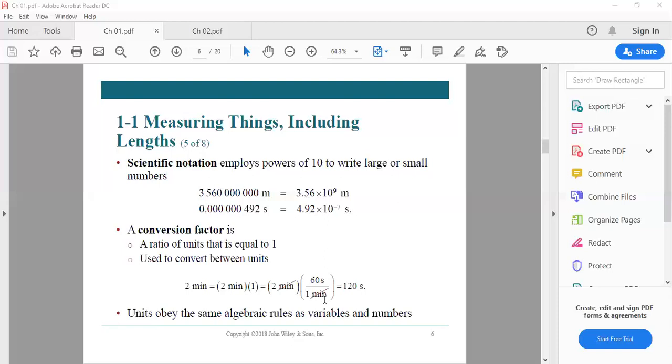The advantage is that if we write it as 60 seconds divided by 1 minute and multiply that by 2 minutes, the minutes cancel, and that leaves us with seconds. If we take the 60 and multiply it by the 2, that gives us 120 seconds. This is a way of changing from minutes to seconds, meters to millimeters, what have you. If we're going to change a unit from one length into the next, and we know how they are equivalent to each other, this is how we go about doing it. And these units obey the same algebraic rules as variables and numbers.